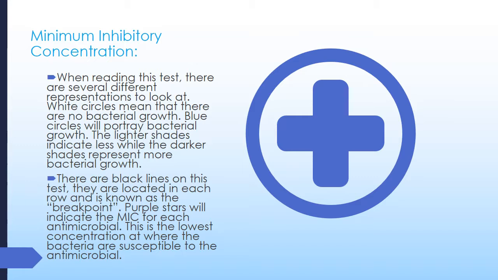There are black lines on this test, and they are located in each row. It is known as the break point. Purple stars will indicate the MIC for each antimicrobial. This is the lowest concentration at which the bacteria are susceptible to the antimicrobial.